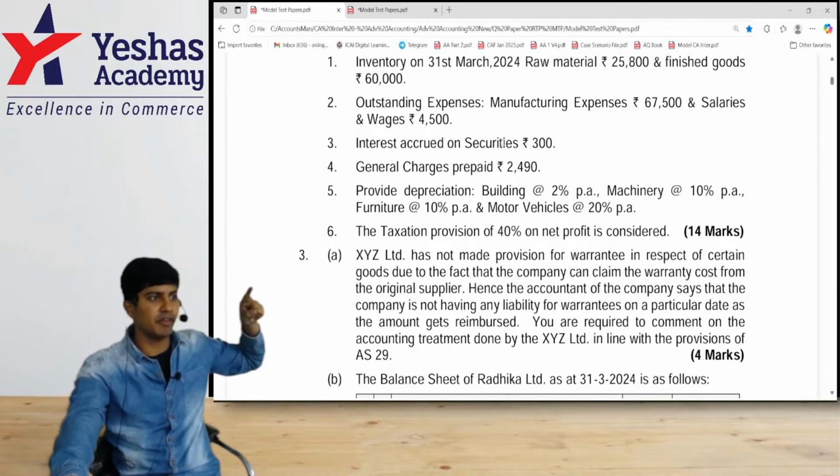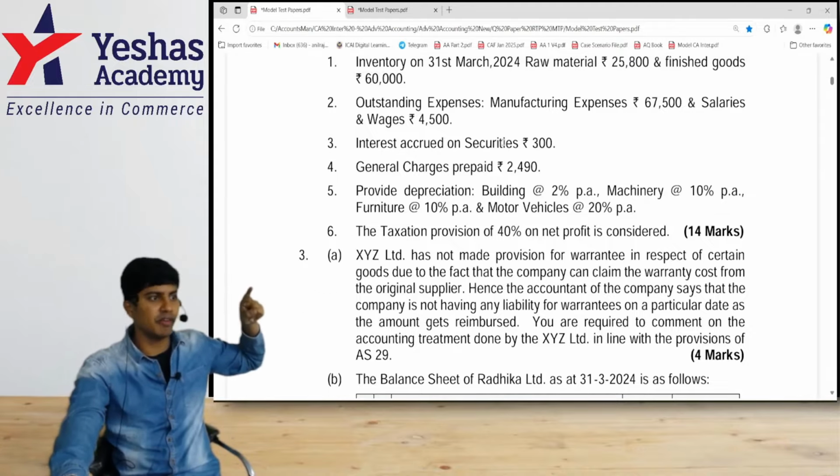There is no item in trial balance to make a marking for. General charges prepaid is 2,490. So amount paid as general charges is given in trial balance. Do you find general charges here? How much is general charges? Here you go. This general charges of 16,500 is paid. Whatever is paid is not your expense.